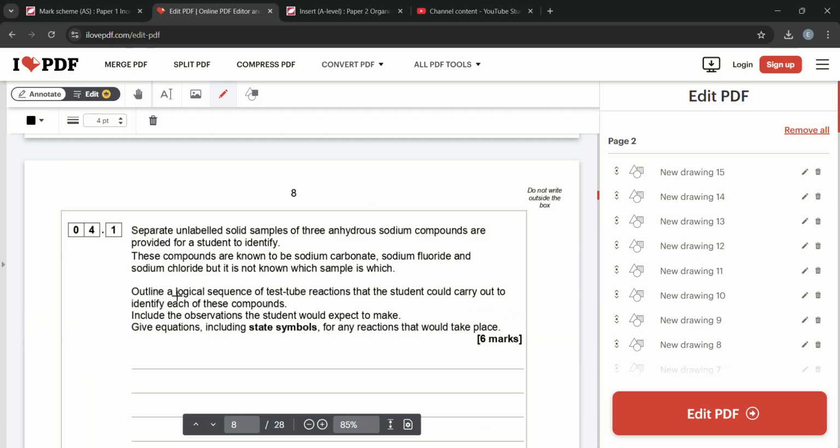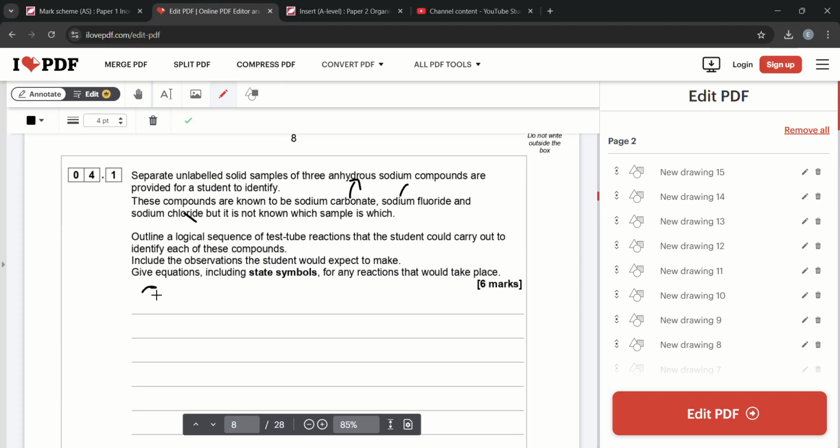Question 4.1. Separate unlabeled solid samples of 3 anhydrous sodium compounds are provided for a student to identify. These compounds are known to be sodium carbonate, sodium fluoride, and sodium chloride. But it is not known which sample is which. Outline a logical sequence of test tube reactions that the student could carry out to identify each of these compounds. Include observations, and then give equations including state symbols where the reactions take place.